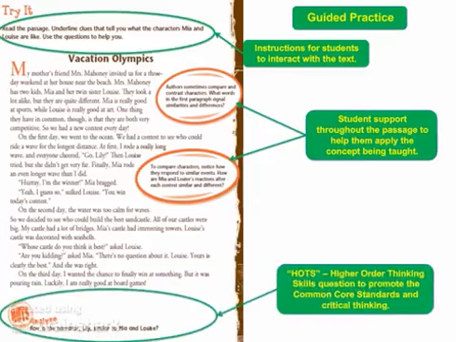At the bottom, you'll notice the HOTS question that is asking the students to analyze the passage and take a deeper look at what is happening. This promotes higher order thinking and requires the students to draw inferences from the text. This is a big part of the Common Core.